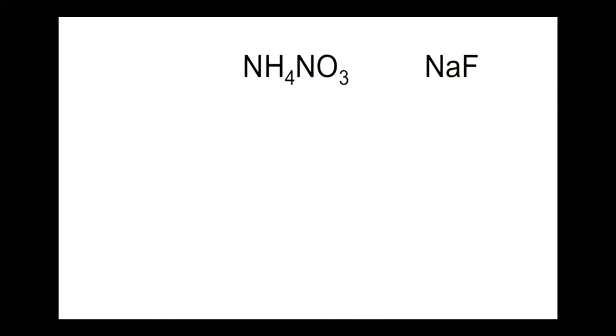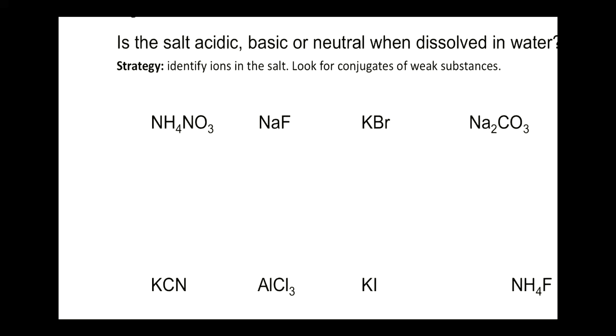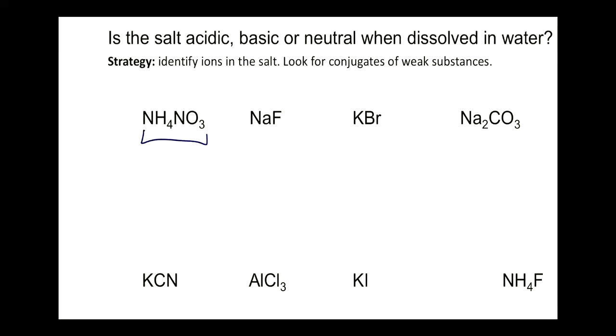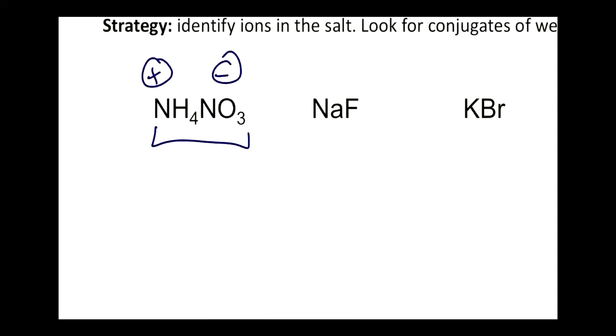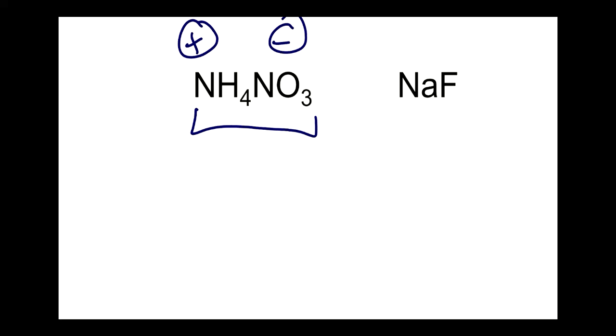So let's go through them one by one. This is the strategy you want to use. This is an overall salt, so that means we have a cation and an anion. Separate them and look at them separately. When you dissolve ammonium nitrate in water, you get an NH4+ cation and an NO3- anion. So we look at those separately.